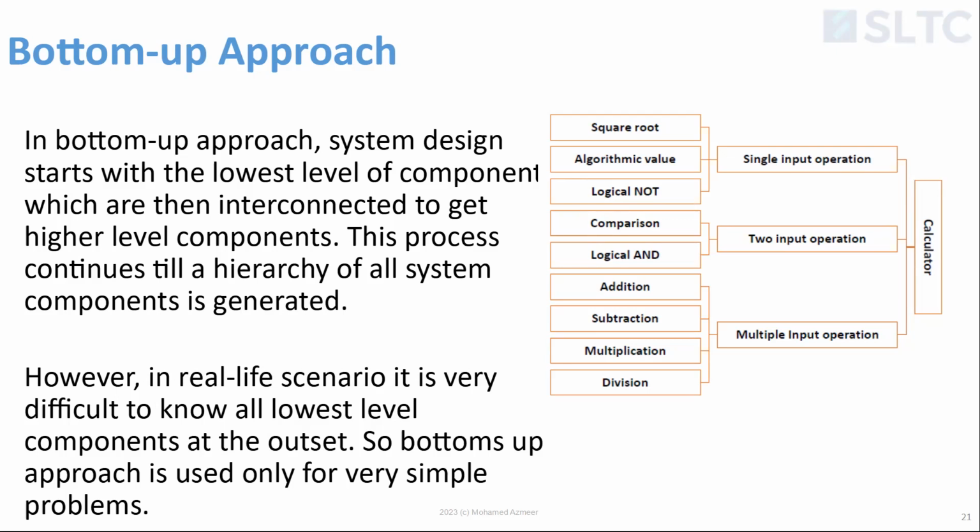If you look at all the features, this is the calculator, by the way. We have square root, absolute value, logical not, all sorts of different ways of calculating things. Then we realize the first three require a single input in order to do the operation. Like square root calculation, you only need one value, right? The second two, comparison and logical and, require two inputs. And the last four require multiple-input operations, right?